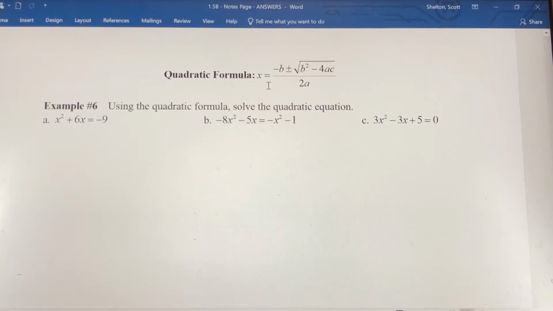There are some songs out there that can help you memorize it. I'm not going to go over the song, but the quadratic formula is x equals negative b plus or minus the square root of b squared minus 4ac, all of that divided by 2a.